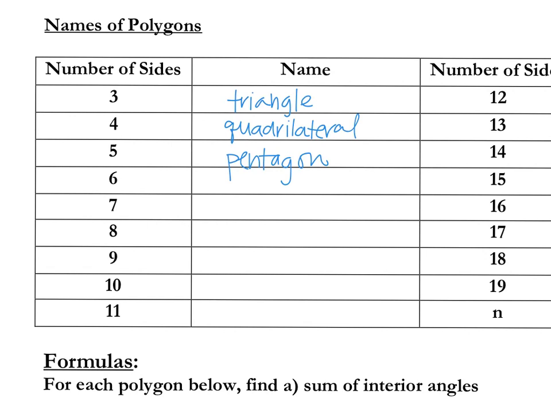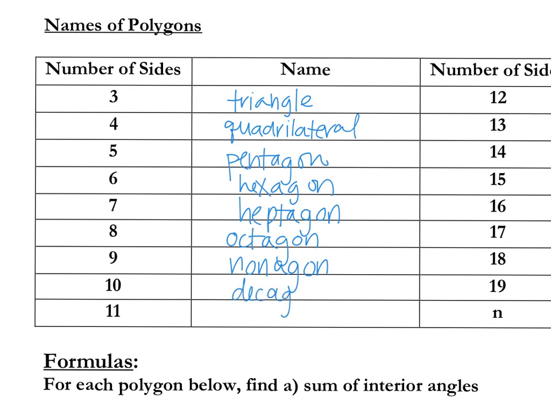A 6-sided figure is a hexagon. Okay, a 7-sided figure is called a heptagon. An 8-sided figure, octagon. Think of an octopus has 8 legs. It's an easy way to remember it. A 9-sided figure is called a nonagon. Okay, 10, decagon.